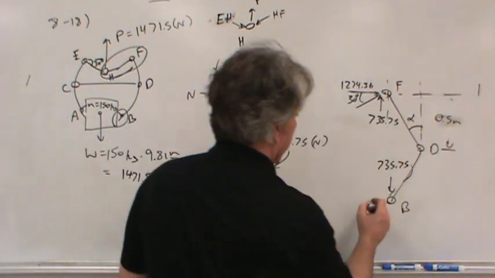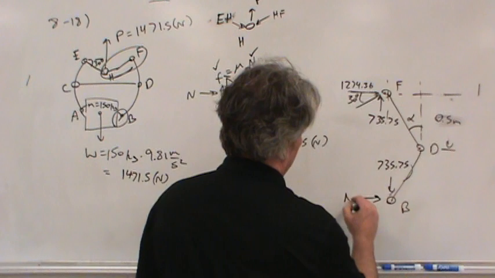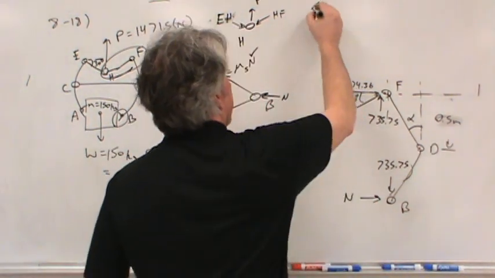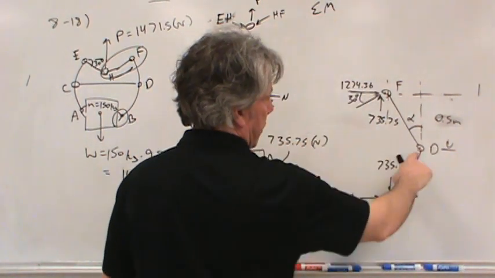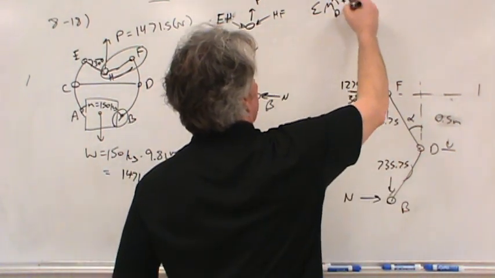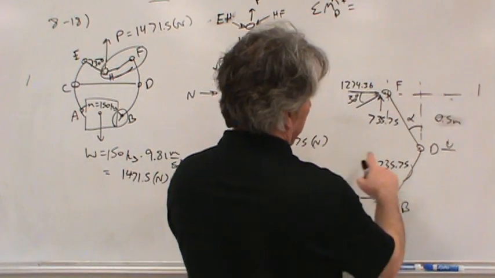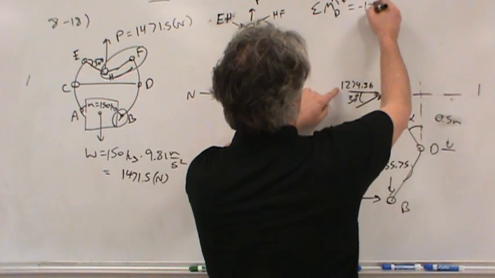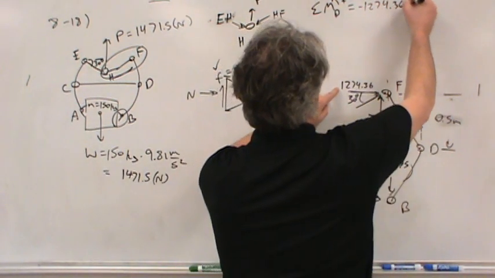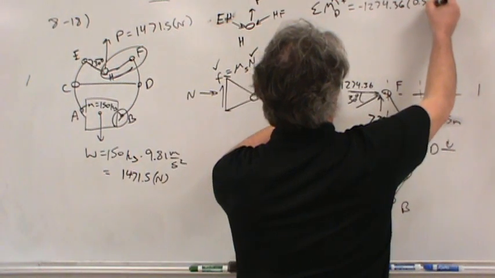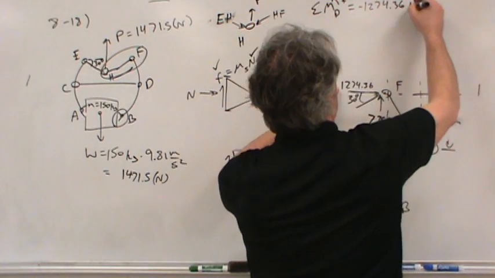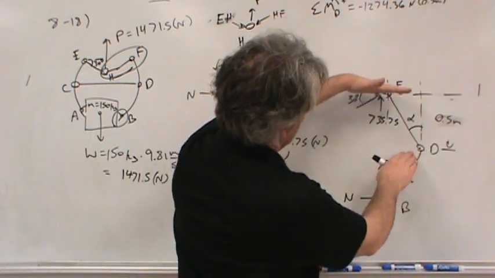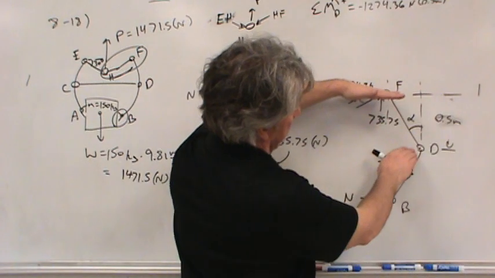So now to calculate this force, which is the normal force, it is going to be a little different than that. Because what I have to do now is sum moments, and I think the easiest point to sum moments is about D. Counterclockwise positive. And so there we'll have two negative forces here. So negative 1274.36 newtons times 0.5 meters. Okay, that's the moment of this force at F about D.